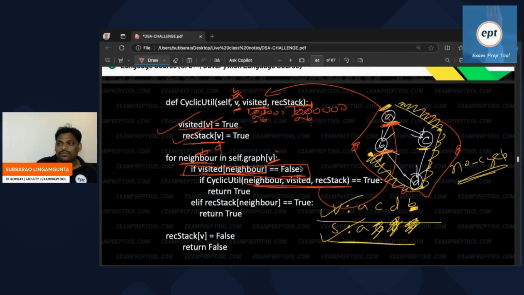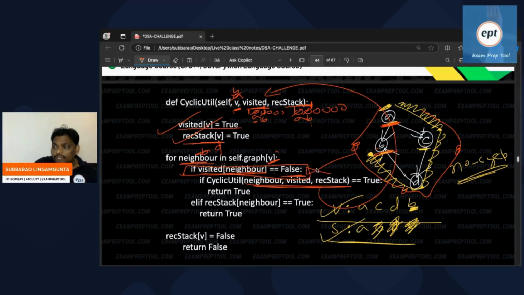Check. False. What do you mean? Visited. This is false means visited of my neighbor is false. If visited of neighbor is false, then no problem. Suppose visited of neighbor is true. This is fail. This is fail means it is already visited.